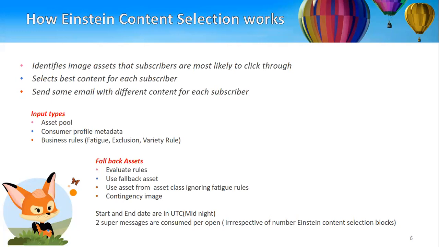And I think in the previous sessions in this bootcamp, we discussed super messages. Super messages are any type of message sent to a customer, including an email, a high priority email, landing page impression, cloud page impression, a predictive intelligence web or push notification, or an SMS message. All of these are considered super messages. And this feature will also consume 2 super messages.